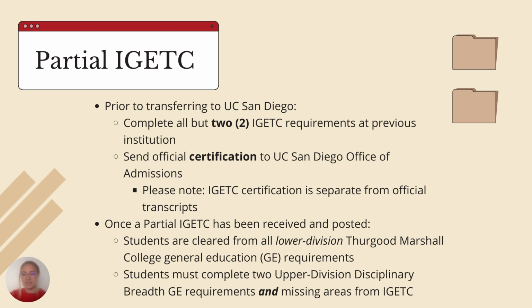Students with partial IGETC status will be required to complete any deficient areas from their IGETC, as well as the 2 upper division disciplinary breadth GE requirements. We recommend that you meet with an academic counselor at Marshall College during the fall quarter to discuss your options for completing your missing IGETC areas.